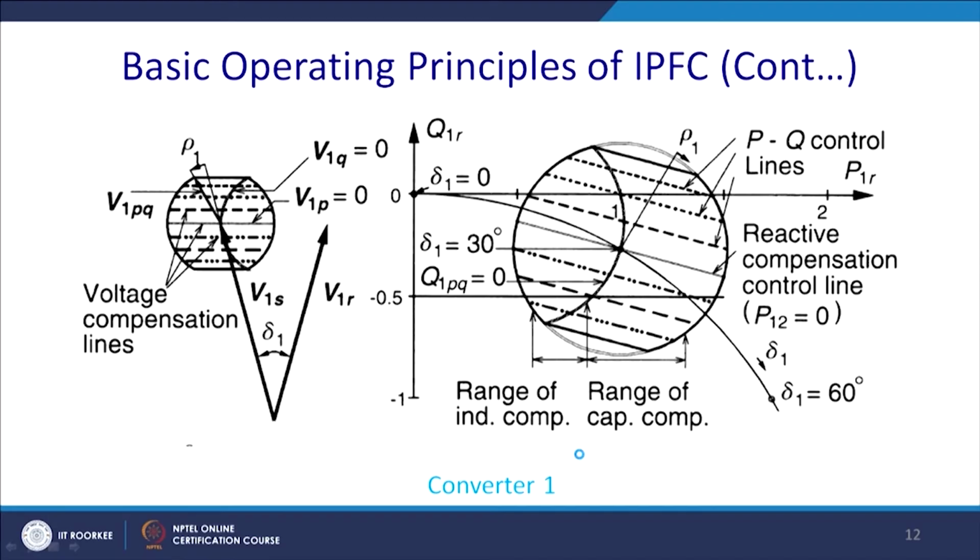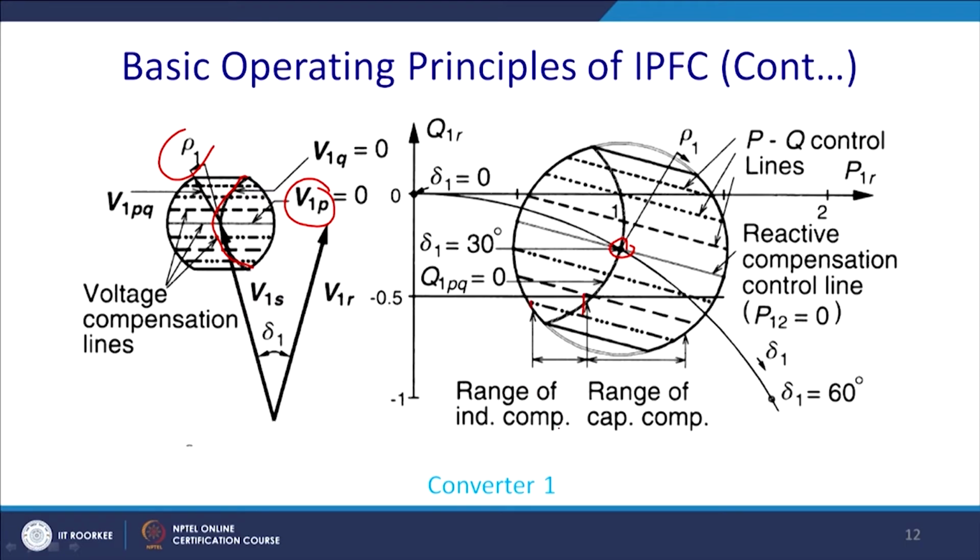So, this is essentially the voltage compensation line. This is the angle rho 1, and this is the line corresponding to the 0 injection of the VQ1. So, there is no reactive power capability. Similarly, this diameter corresponds to the 0 injection of the VP1, and you are operating here, that is Vs1 and delta 1, and similarly this is the operating point here, and this is essentially what has been shown.